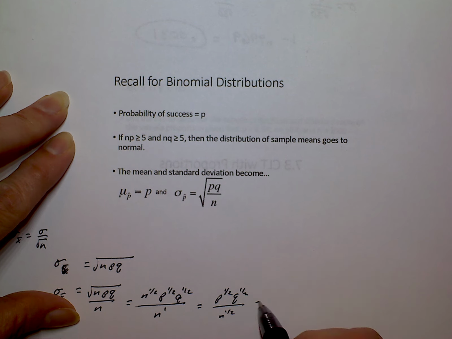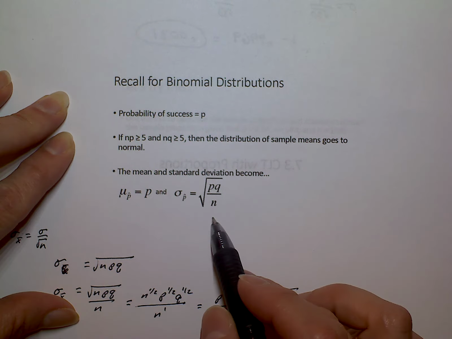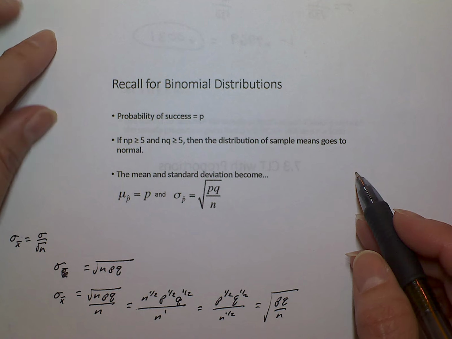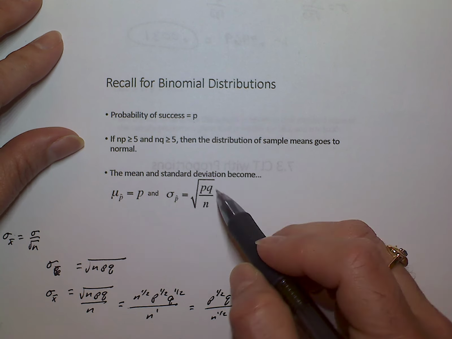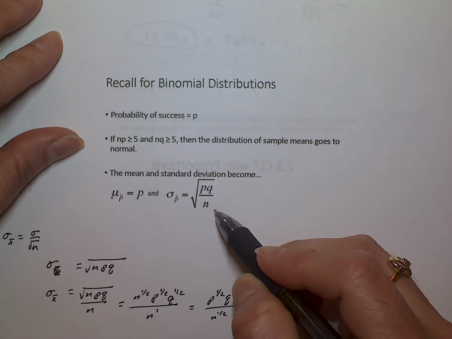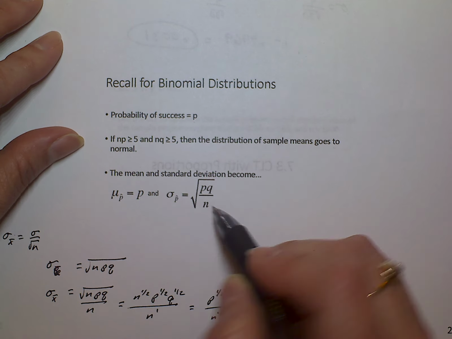Well, 1/2 power means square root. So this isn't a mystery. This is just coming from that same idea of I've got to divide by the n. So we're going to take this as our new sigma for proportion.